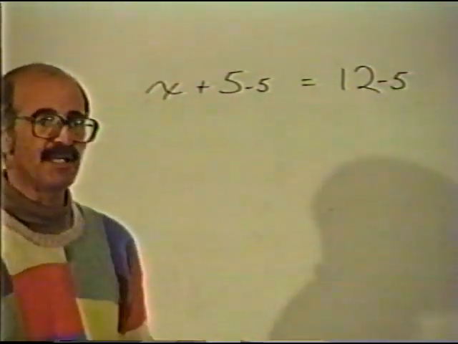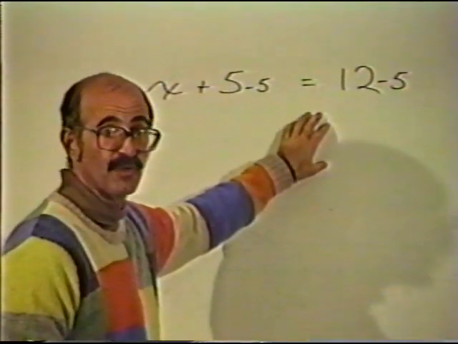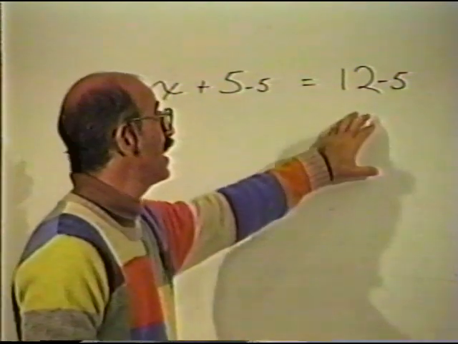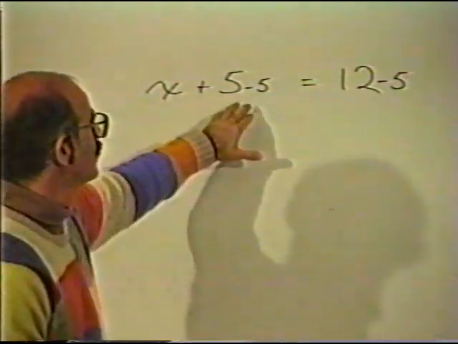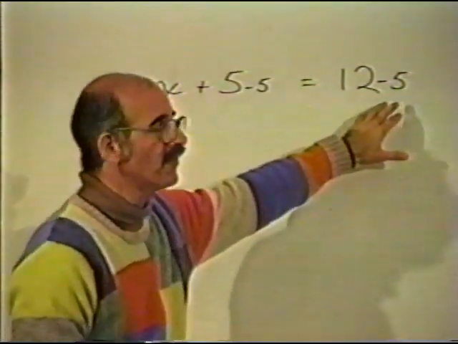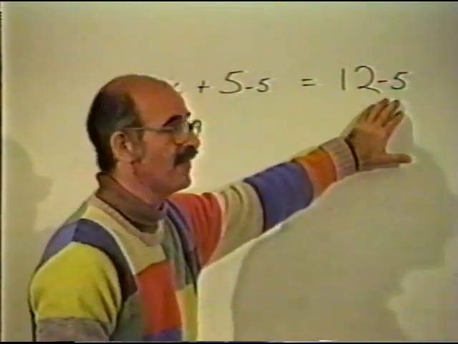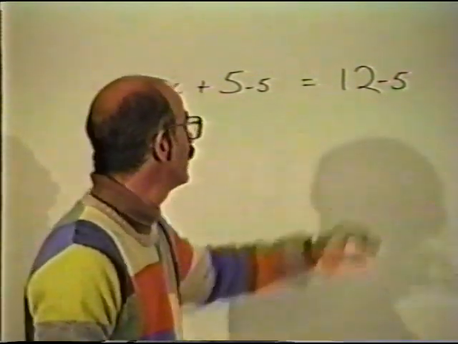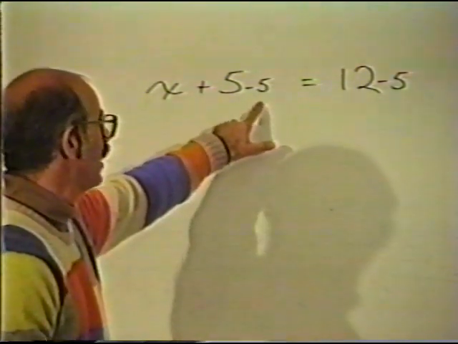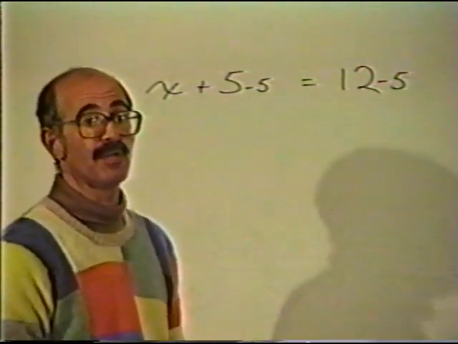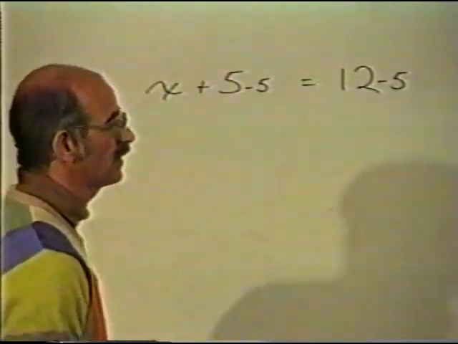An equation means that what you have on one side is equal to or has the same value as what you have on the other side. And we're going to subtract 5 from each side. Whatever you do to the one side, you have to do to the other. Now let's look at the plus 5 and the minus 5. What happens when you put those two things together? What do you get? 0.